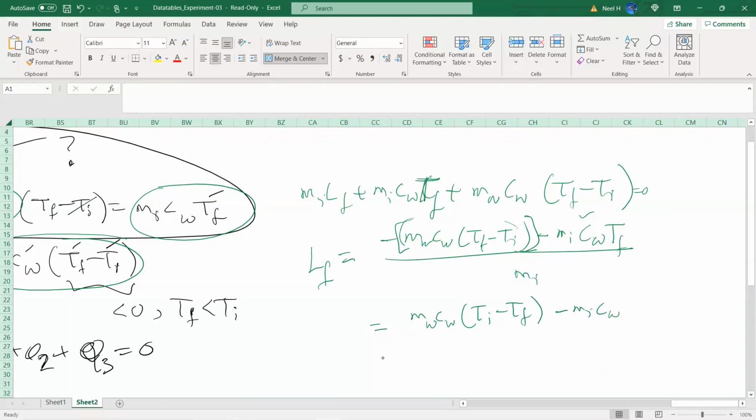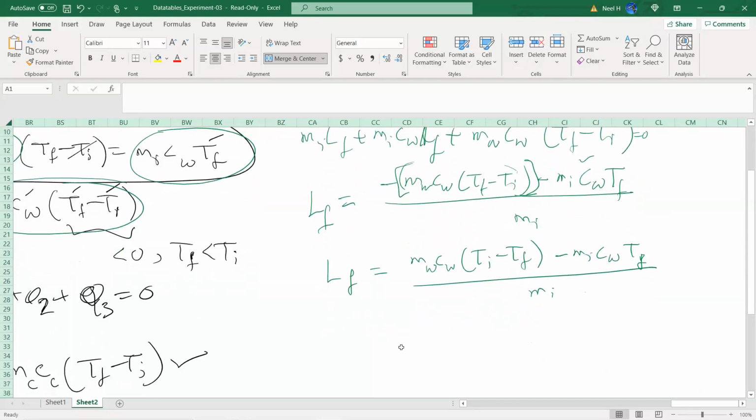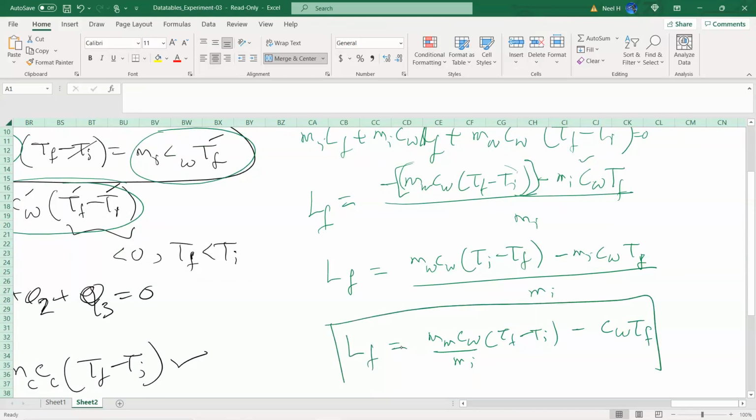I can flip that. M_W C_W (T_I minus T_F) minus M_I C_W T_F, everything divided by M_I. So that is L_F. That's it. Now, I can simplify this a little bit further, then the calculation is going to be easier. We'll take M_I here, parenthesis T_F minus T_I minus C_W times T_F.